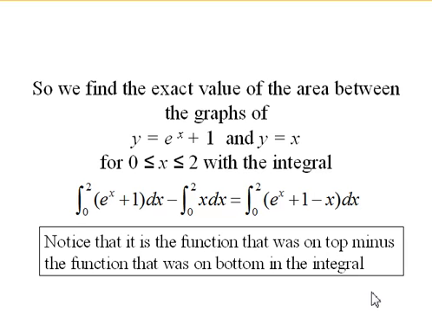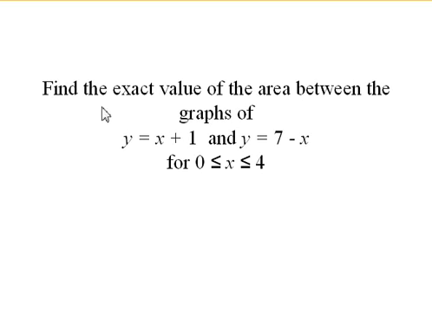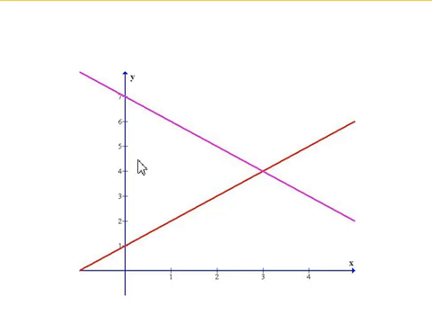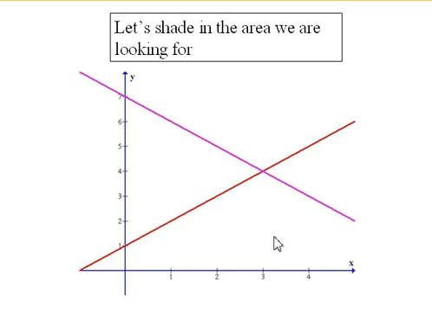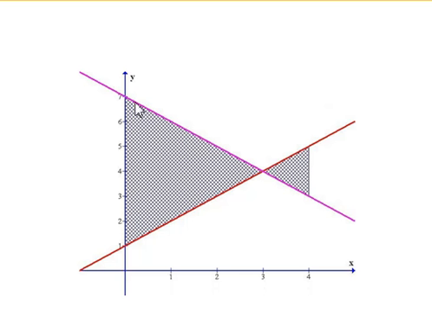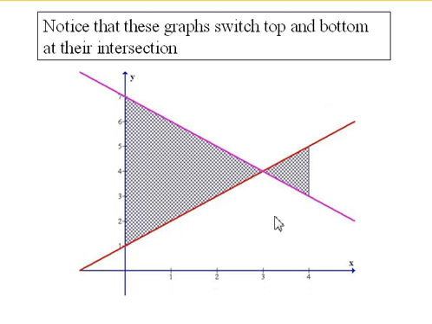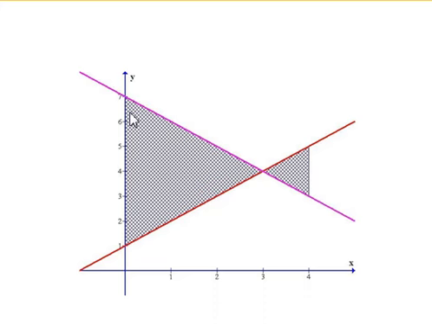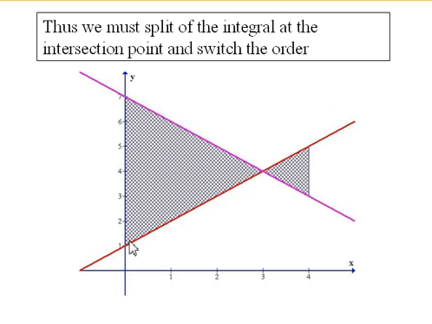Now, one interesting twist, we want to find the exact area between these two graphs, x plus 1 and 7 minus x, between 0 and 4. So here's those two graphs graphed together, and if we shade in our area, notice that the function that's on top switches at their point of intersection. So what we're going to have to do is actually two separate integrals. One of them is going to go from 0 to their intersection point, which in this case occurs at 3, and then the other one's going to go from 3 to 4.